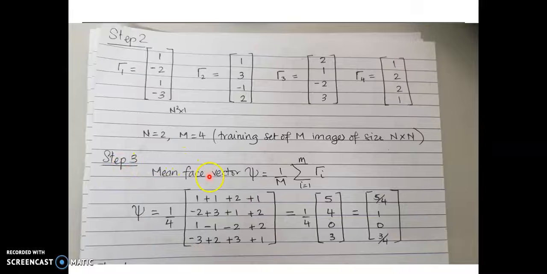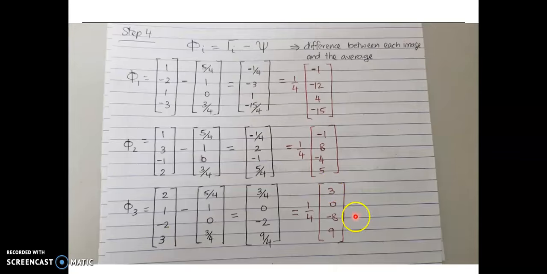Step 3, we have to calculate the mean face image. So we are doing an average over the data set. We add the respective column elements and we divide by the total number of images in the training set. So we obtain the mean face image.